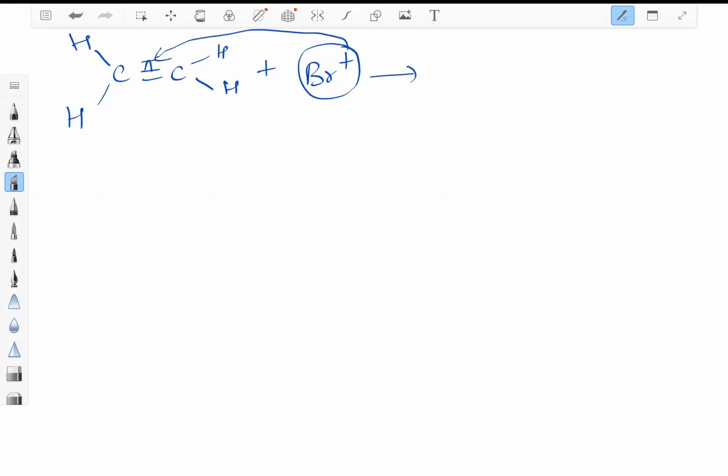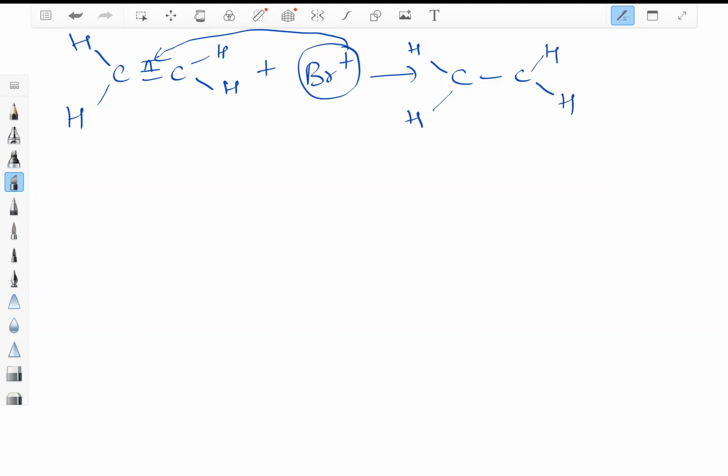Because they are electron deficient, they don't have electrons. That is why they are attracted toward electrons. Which electrons? Pi electrons. This results in... already two hydrogens were exactly there. I will write exactly what we had here.